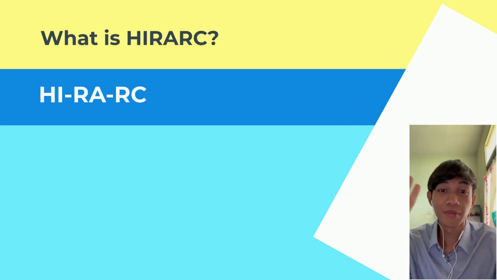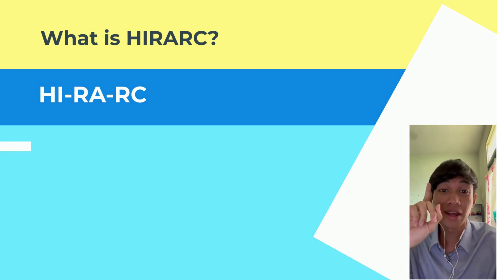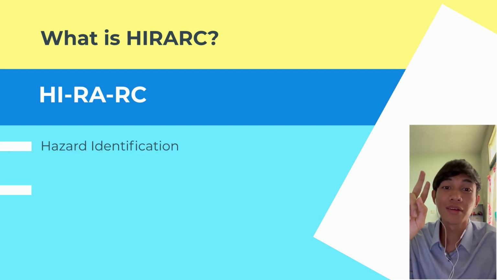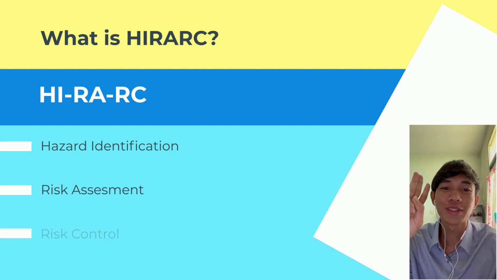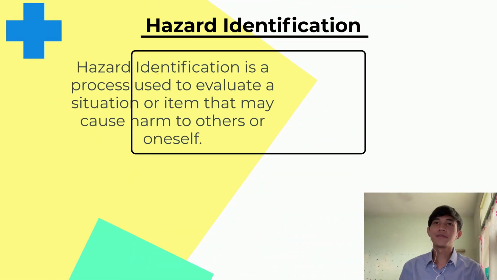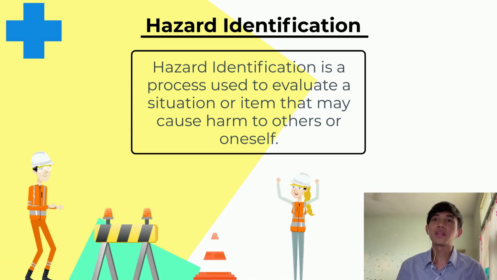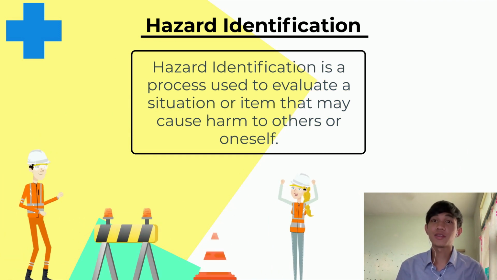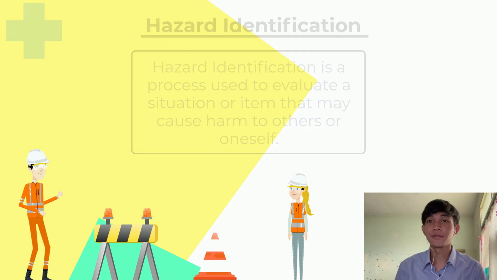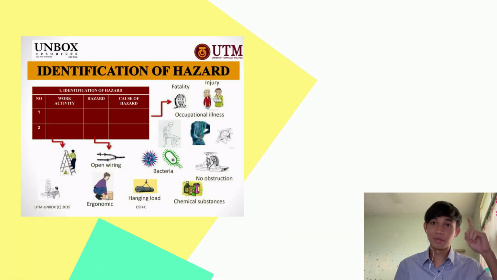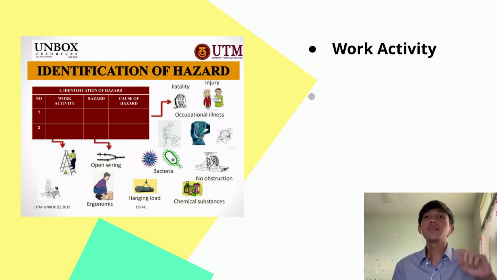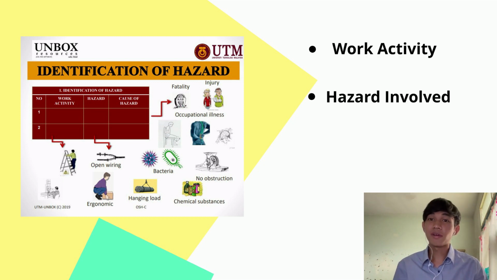HIRAC consists of three parts: first, hazard identification; second, risk assessment; and third, risk control. Hazard identification is a process used to evaluate a situation or item that may cause harm to others or oneself. As you can see from the table above, we must first identify the work activity and then the hazard involved. Then we can find out what is the cause of the hazard.